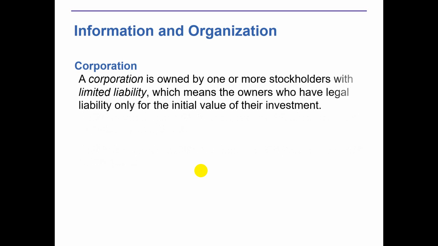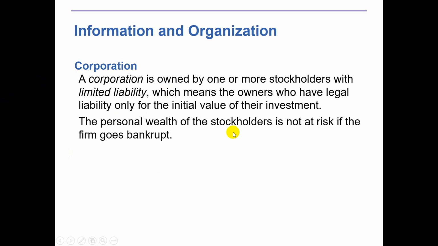So the third one is corporation. A corporation is owned by one or more stockholders with limited liability, which means the owners have legal liability only for the initial value of their investment. It means the liability is shared in a corporation. So if you have 500 shares of any firm, your liability rests only on those 500 shares. So it is limited liability. The personal wealth of the stockholder is not at risk if the firm goes bankrupt. Definitely the liability is shared.